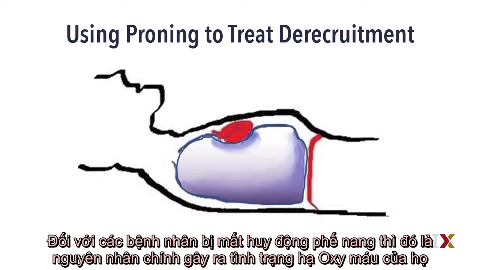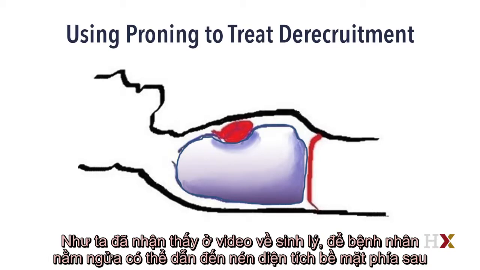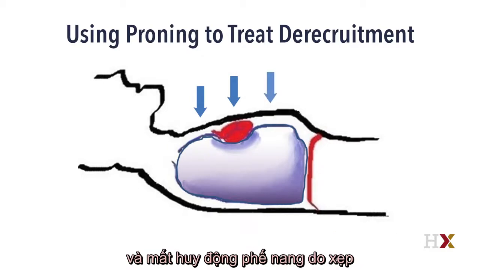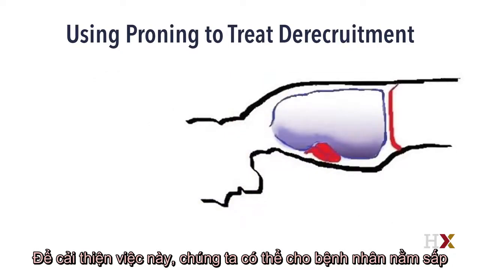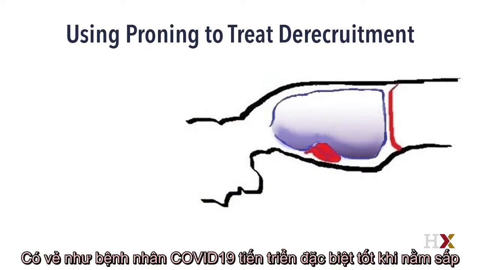These patients have derecruitment as a major cause of their hypoxemia. As we showed in the physiology video, lying a patient flat can lead to the posterior surface area becoming compressed and atelectatic, derecruited. To improve this, we can prone patients. It appears that patients with COVID-19 do especially well with proning.